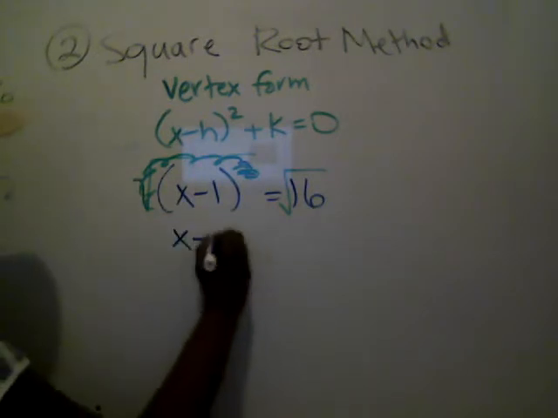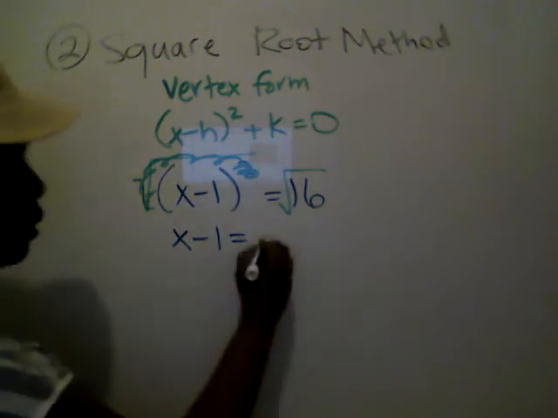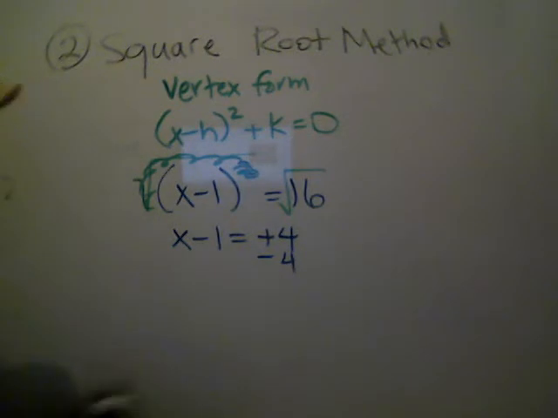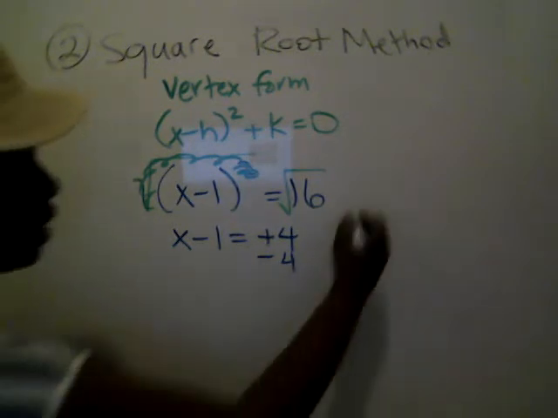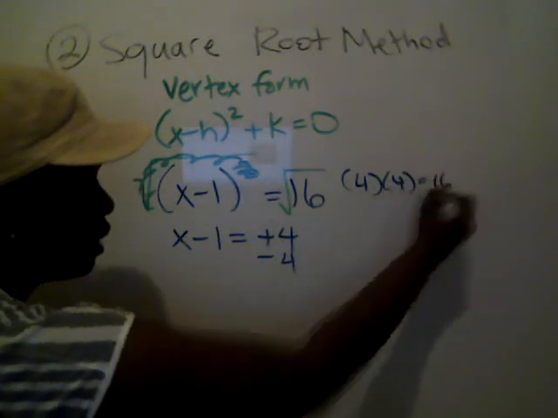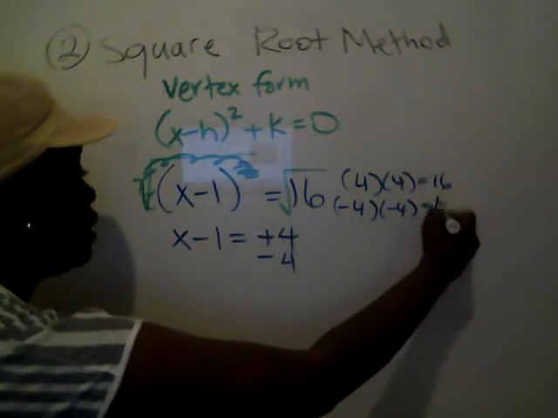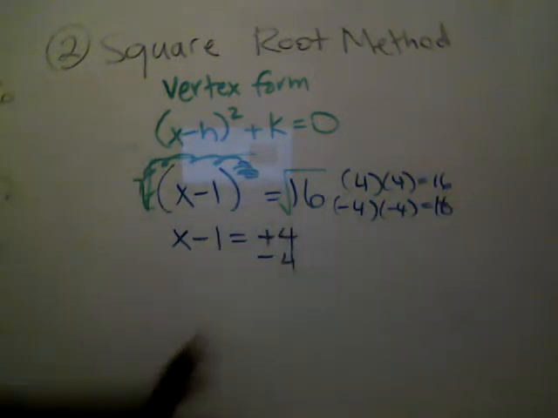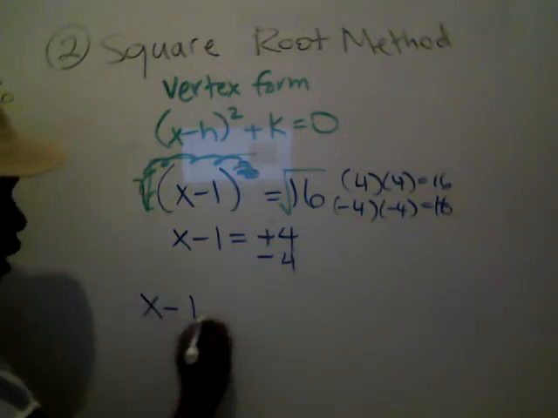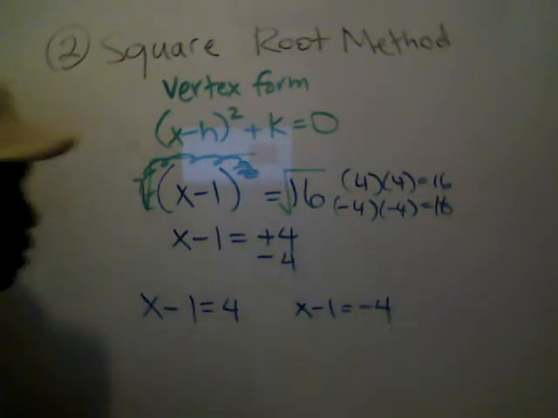So we're left with x minus 1 equals, now the square root of 16 is, we would normally say 4, but remember, it's either positive 4 or negative 4. Okay? And the reason why it's going to be positive or negative is because 4 times 4 equals 16, but negative 4 times negative 4 also equals 16. So it could either be positive 4 or it could be negative 4. Okay, so then we're going to break it into our two equations, x minus 1 equals 4, and x minus 1 equals negative 4. Okay?